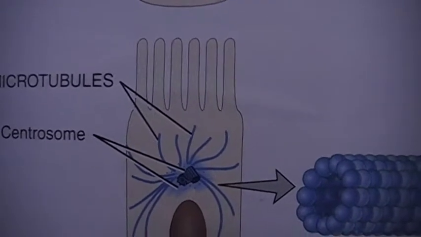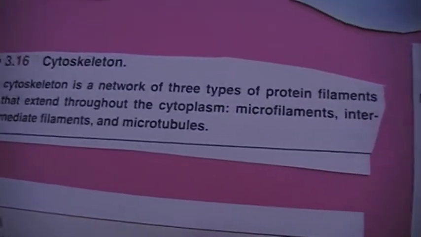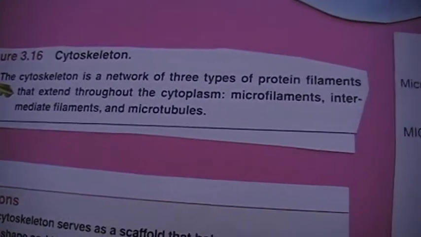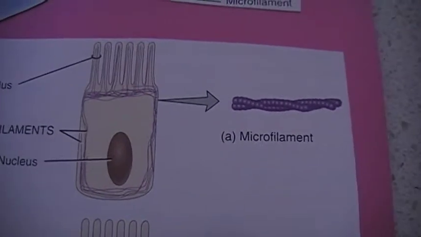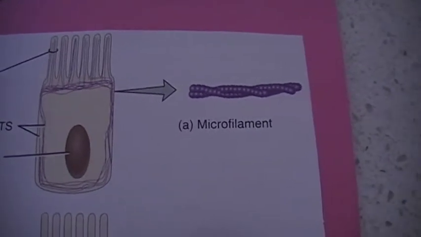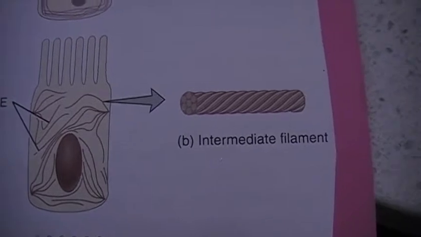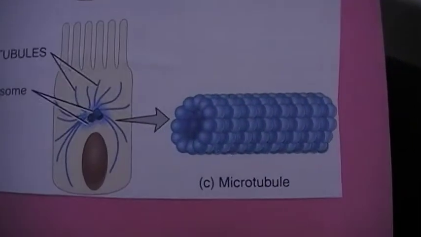What three types of protein filaments are in the cytoplasm that are called cytoskeletons? Microfilaments, one starting with I and the one starting with M.